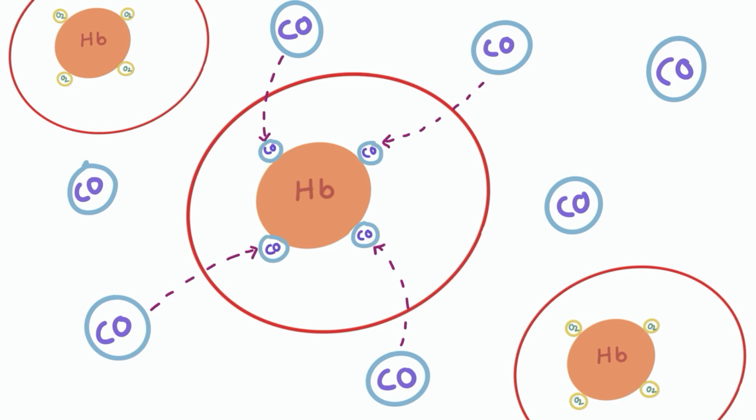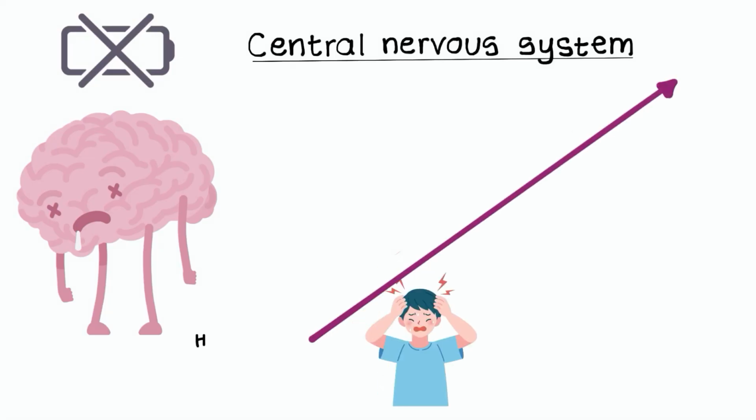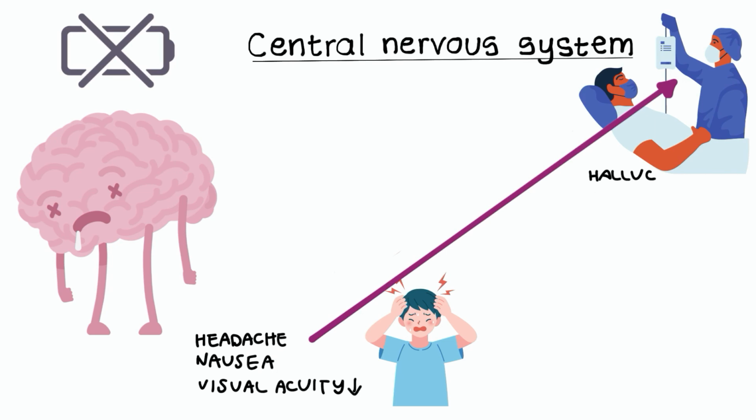So patients can present in a range from mild headache, nausea, and decreased visual acuity to more severe forms like hallucinations, confusion, and coma. They can also have cherry red skin, which is quite rare.